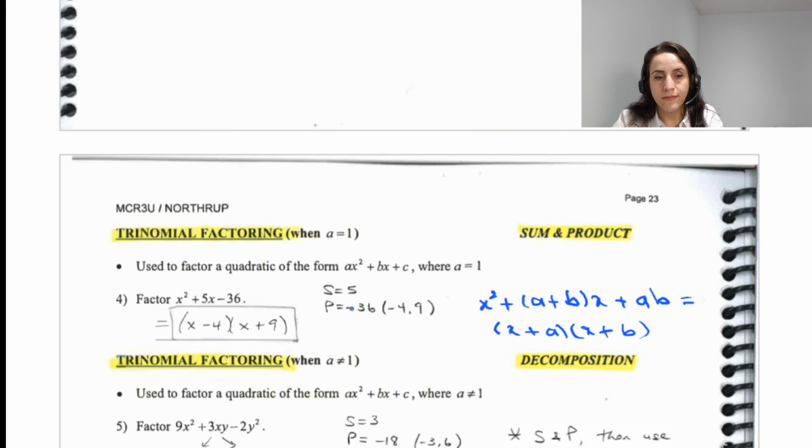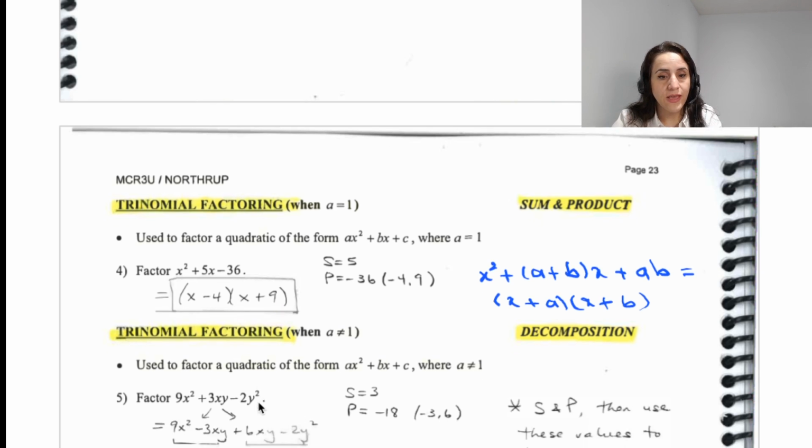Comparing these two pieces of information, I'm looking for two numbers adding up to 5 and multiplying to negative 36. I can say that it's negative 4 and 9. Multiplication is negative 36 and sum is 5. Okay, then x minus 4 and x plus 9.